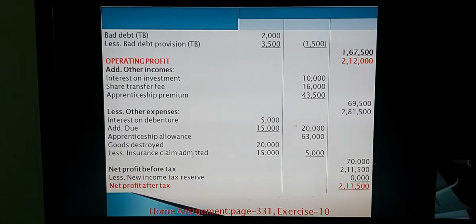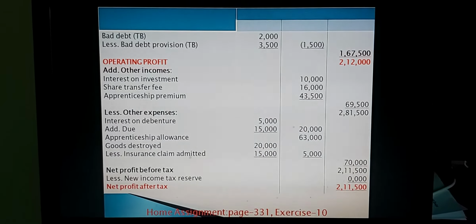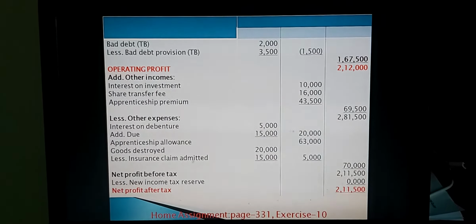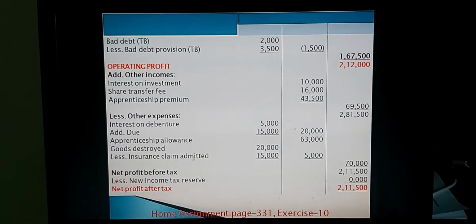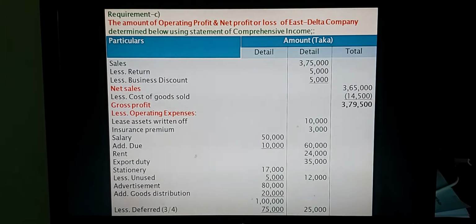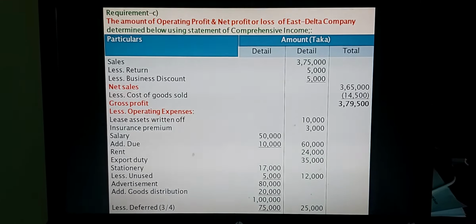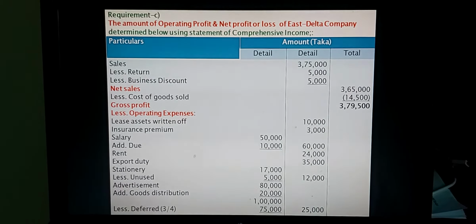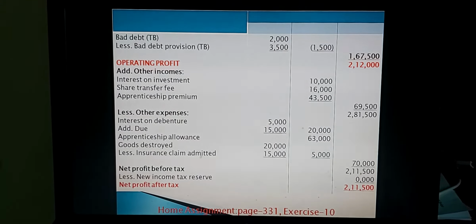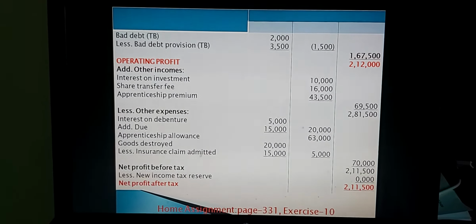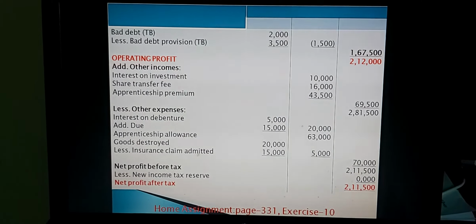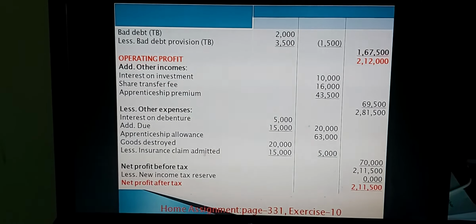At this moment total operating expenses in outer column 1,67,500. Total amount of operating expenses 1,67,500. This amount is to be deducted from the gross profit, that is 3,79,500. Now after deducting this amount, you get the operating profit 2,12,000 in outer column, 2,12,000 operating profit.